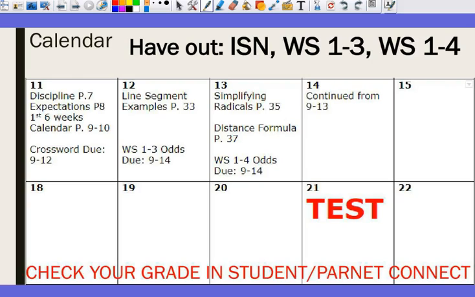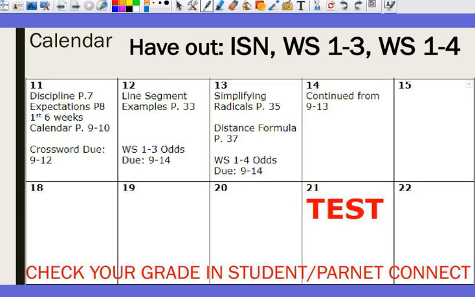Okay, make sure you have your ISN out. Make sure you have worksheet 1.3 and worksheet 1.4. You should have all of these already. What we are doing today is a continuation of what we did yesterday. So you just have to write continued from yesterday. Okay, or you can draw like an arrow. Okay, doesn't really matter to me.